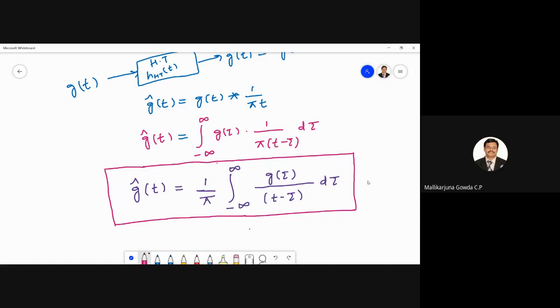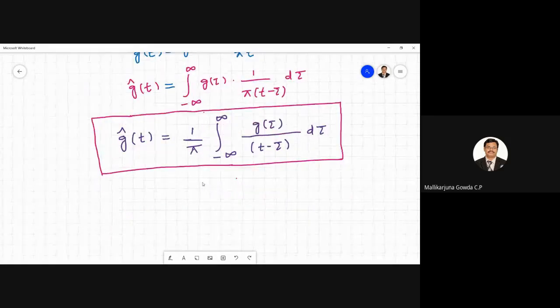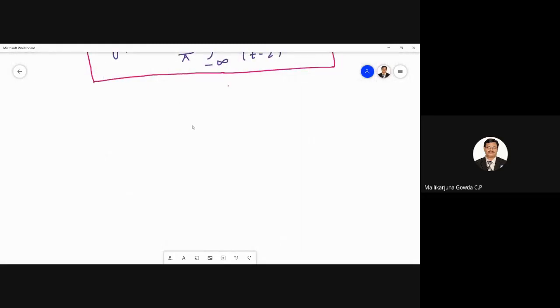So before I take up the properties of this Hilbert transform, let me take up a simple example to find the Hilbert transform of a given signal. Then we'll try to understand the properties of the Hilbert transform. Yes, note down this problem. So this is about finding the Hilbert transform of a given signal.